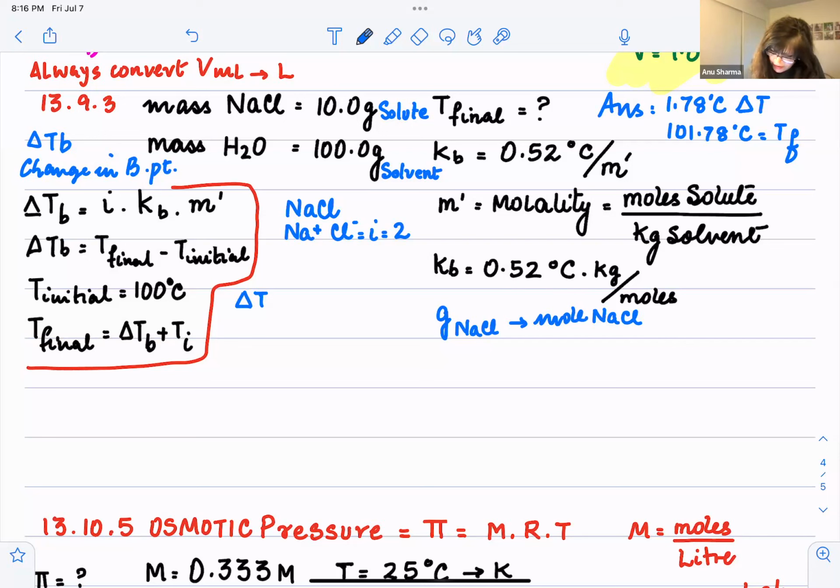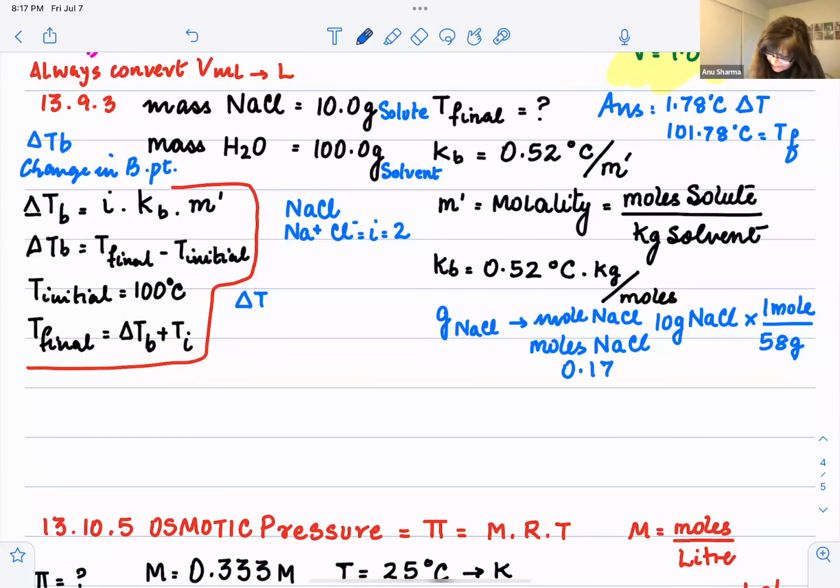So here you have 10 grams NaCl times 1 mole of NaCl over 58 grams. So this becomes 10 divided by 58.44, and that gives you 0. So the moles of NaCl is equal to 0.171 moles. So that's one thing.